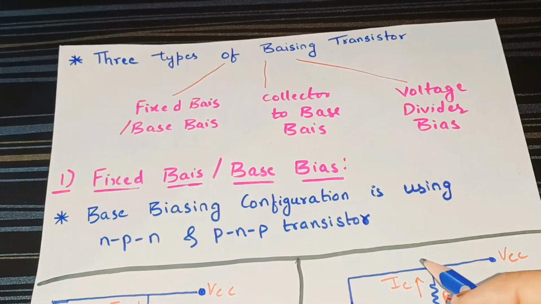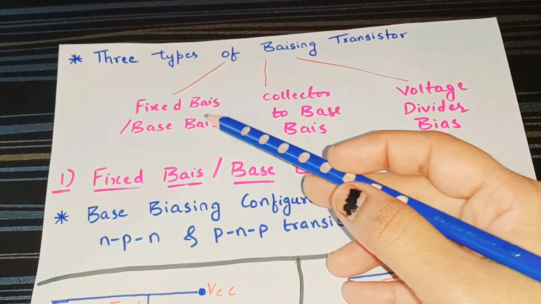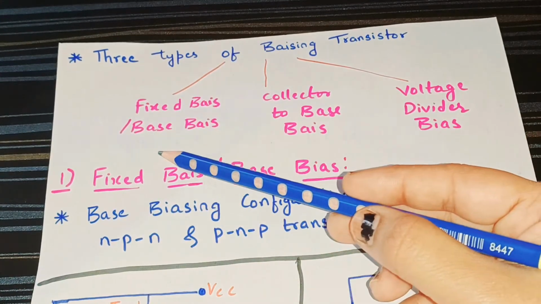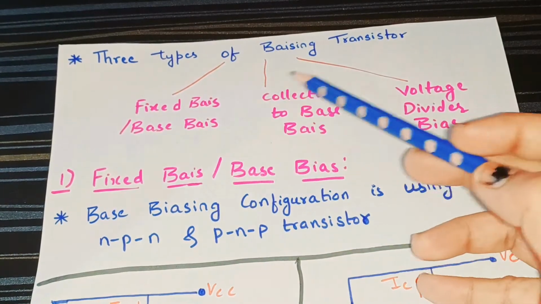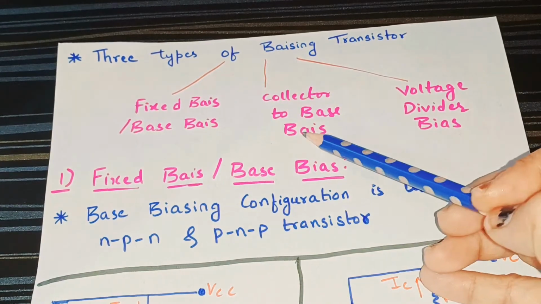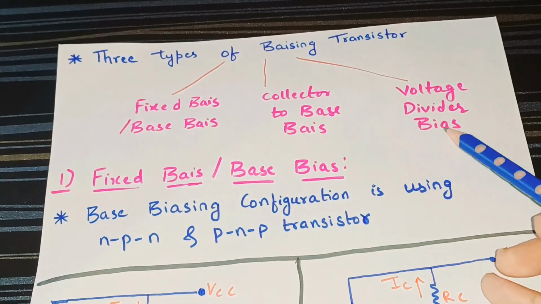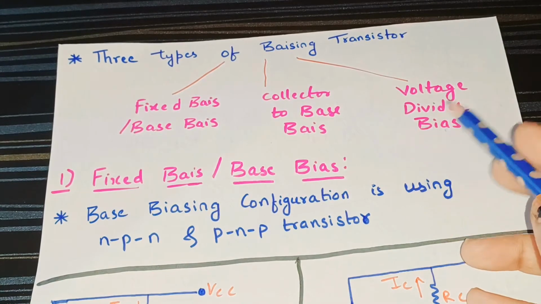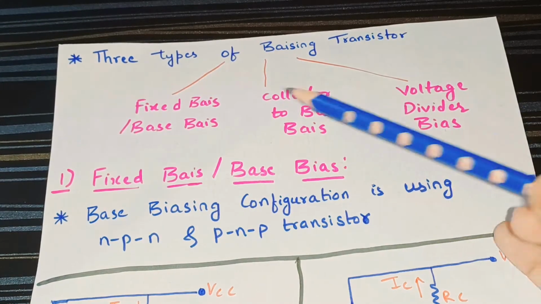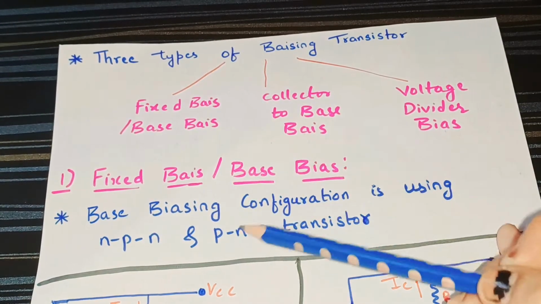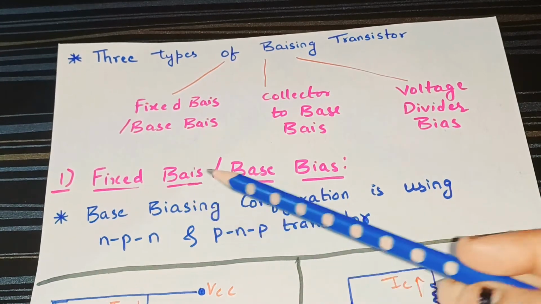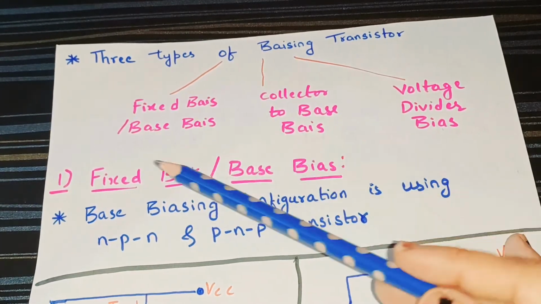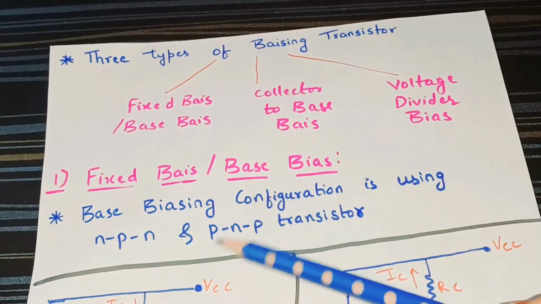So BJT biasing is of three types: fixed bias, which we can also call base bias, then collector to base bias, and voltage divider bias. So these are the three types of BJT classification. Let us see them one by one. Let me first explain the fixed bias or base bias.